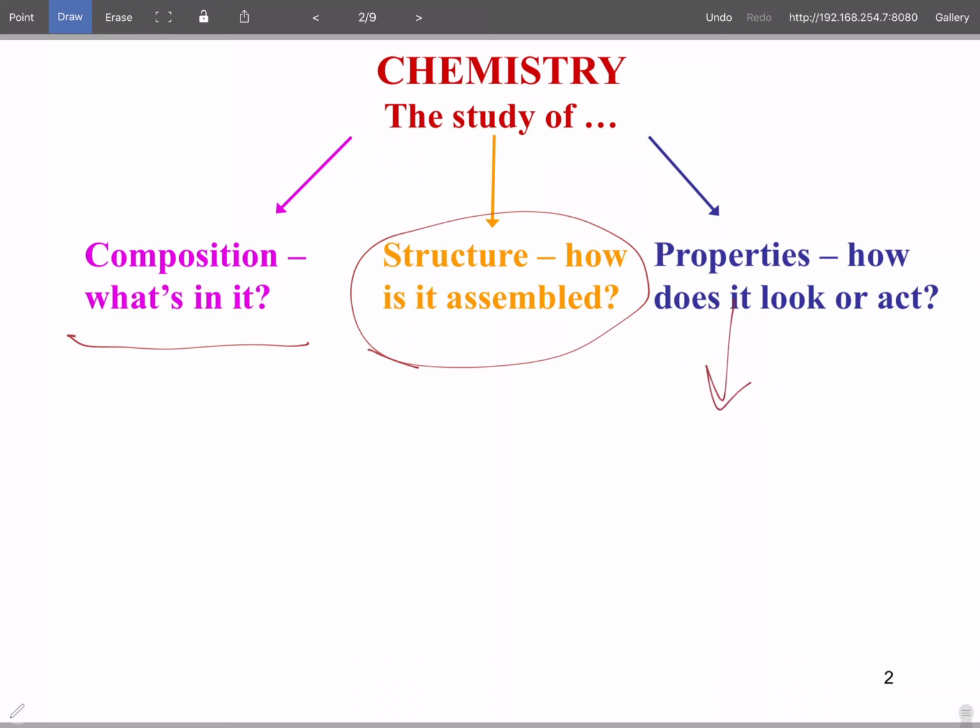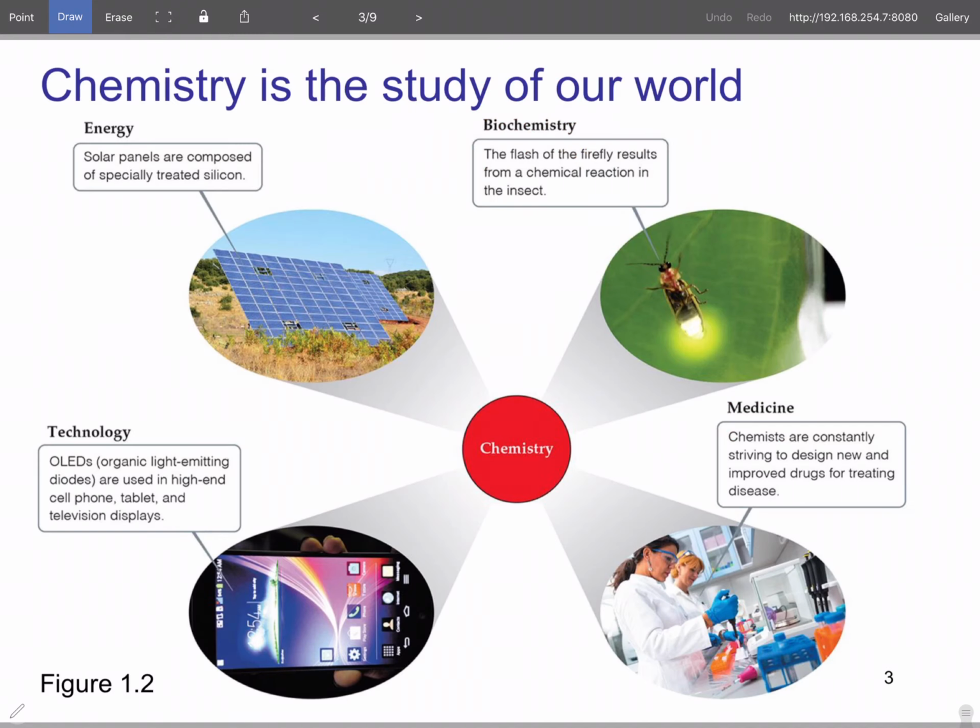And then the properties: how does it look or act? If you have a substance that's going to explode, then you really don't want to handle it. If you have a substance that's going to kill you if you inhale it, you really don't want to inhale it. So the question is, what are the properties? Because some things sound innocuous and aren't, and some things sound awful, like phenolphthalein, and are really not that bad. It's a laxative. Don't eat a lot of it.